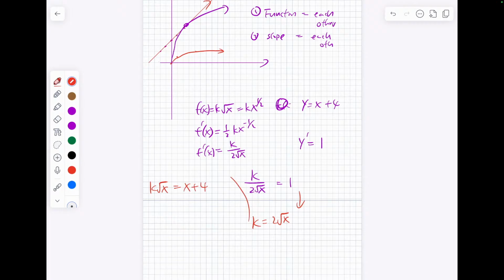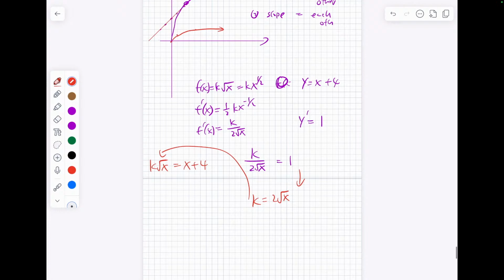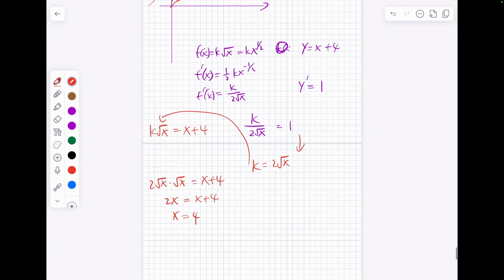I can substitute here, which is k equal to 2 root x, times root x, is equal to x plus 4. Do you see? What's root x times root x? 2x equal to x plus 4. So therefore, x equal to 4. That's not done yet because we want to solve for k. So let's go back here. k is equal to 2 root 4, which is 2 times 2, which is 4.